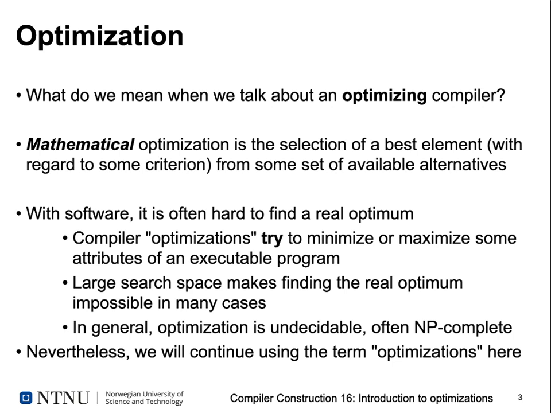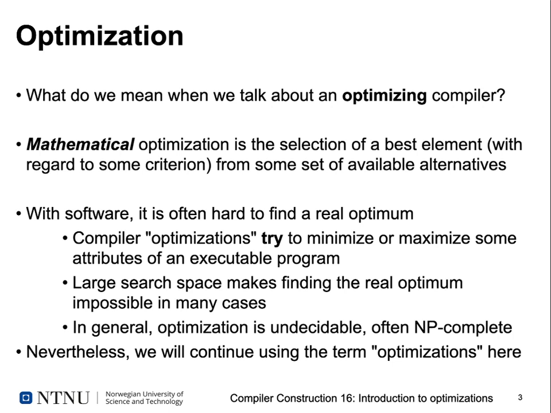Now, with software, it's often hard to find a real optimum. So compiler optimizations, though we still continue to call them so, try to minimize or maybe maximize some attributes of an executable program. Now, the problem with this is that there is a very large search space. So this makes finding the real optimum impossible in many cases because it would just take too much time or effort. In general, optimization is undecidable and very often an NP-complete problem.